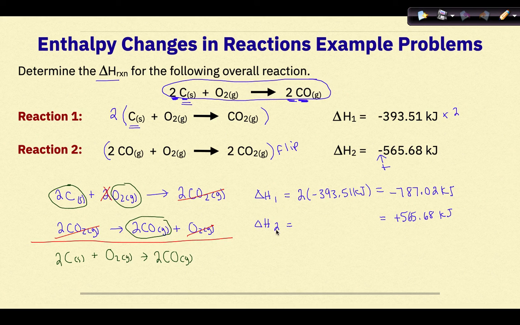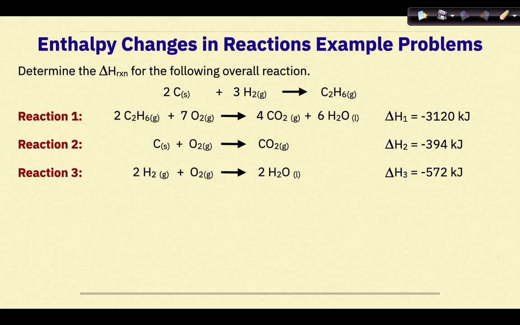Now, when I look at these delta H values, I can see that I multiply the top one by 2, and then I reverse the sign on the bottom one. So now I will also combine these together to get my overall delta H of reaction. And when I do that, my value will be negative 221.34 kilojoules per 2 moles of carbon monoxide produced.